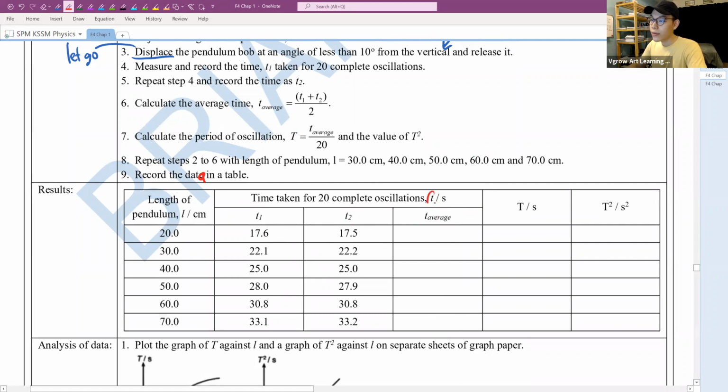Small t here represents the time for 20 oscillations. Big T is the period. You see up here, big T is the period. Big T needs to divide by 20. All the formulas are already given to you up here. You just have to follow. So in your calculator, you just type 17.6 plus 17.5, and then divide by 2. Do it for all of it. Let's just leave it as 2 decimal places. When you find the average, 1 more decimal place is okay. You don't need to leave it as 1. 2 is good.